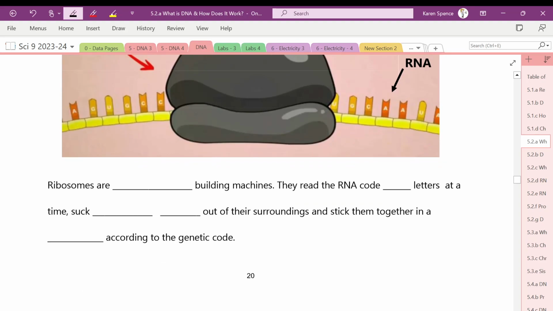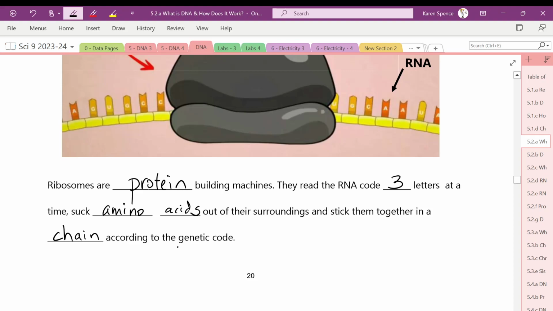Ribosomes are what building machines? Protein building machines. They read the RNA code how many letters at a time? 3 letters at a time. And what do they suck out of their surroundings? Amino acids. And they stick them together in a chain according to the genetic code.